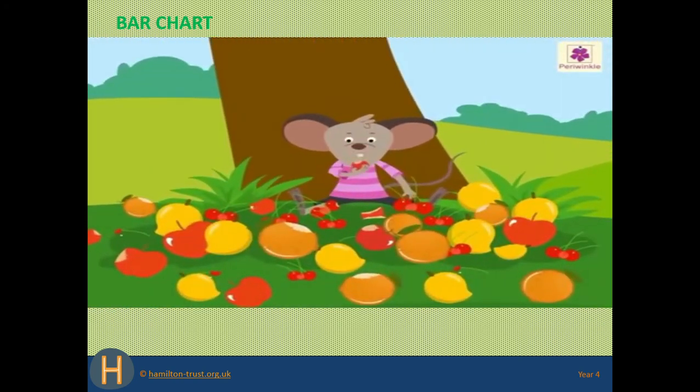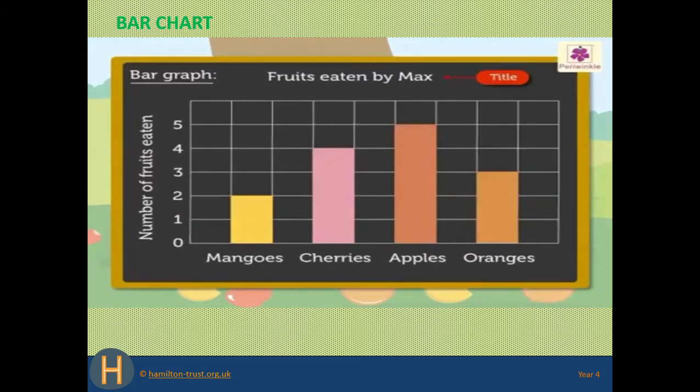Max, the mouse, ate some fruits. Let's read this bar graph. Here the title, Fruits Eaten by Max, tells us the bar graph is about the number of fruits eaten by Max, the mouse. The labels tell us that the data is about the kind and number of fruits eaten. The scale tells us the number of fruits eaten. Hence, from the bar graph we can say Max ate 2 mangoes, 4 cherries, 5 apples, and 3 oranges.